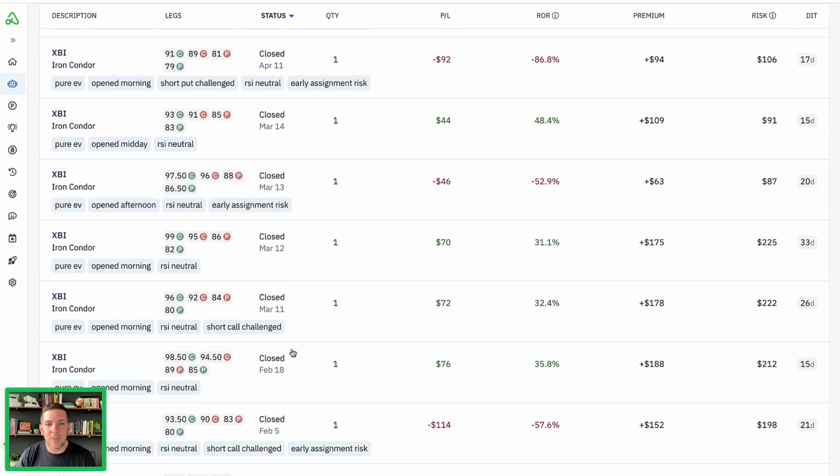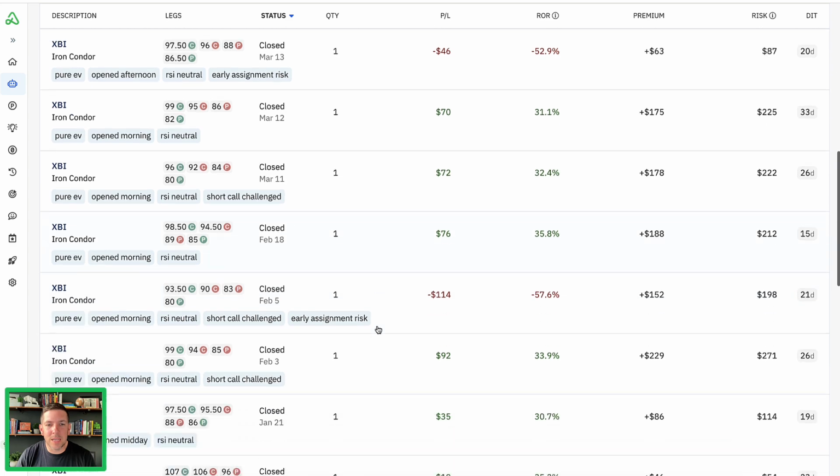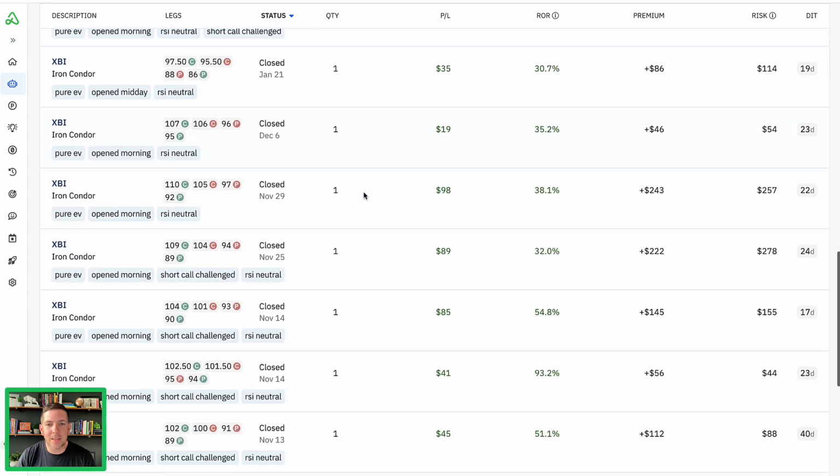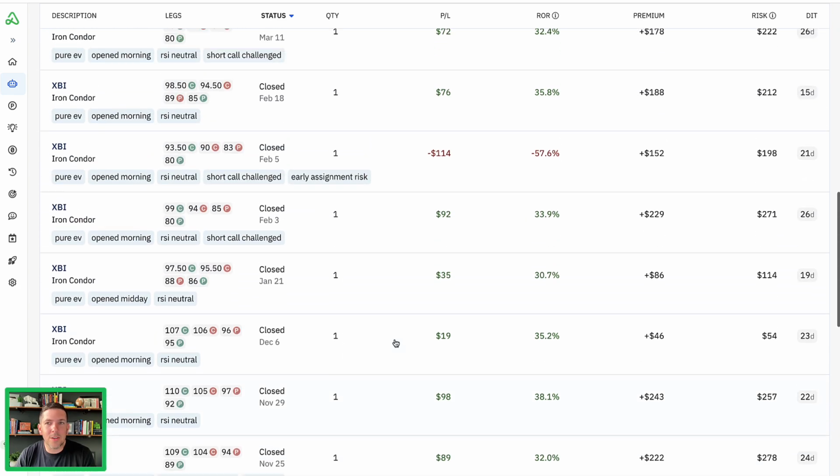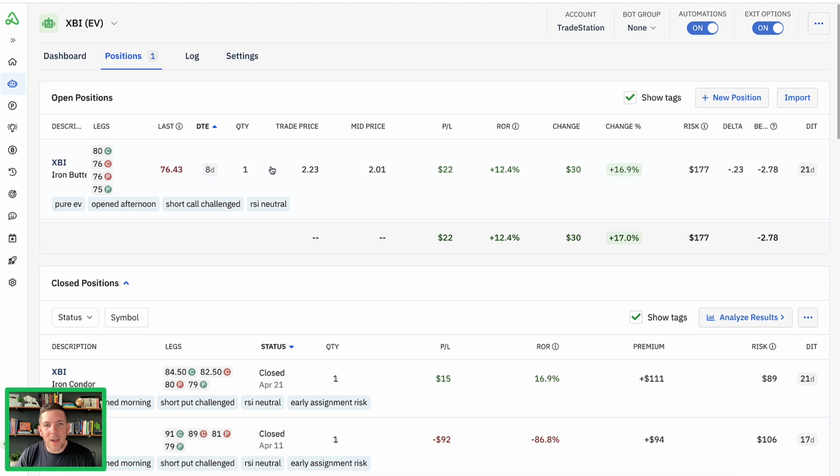So it's not that all of them get closed. These ones here, they didn't get closed for early assignment risk. If they did get closed for early assignment risk, they get tagged. But you can see a lot of these don't, and it just depends on the market environment and how things are trading. But once you have these in here, you can monitor them moving forward for yourself.